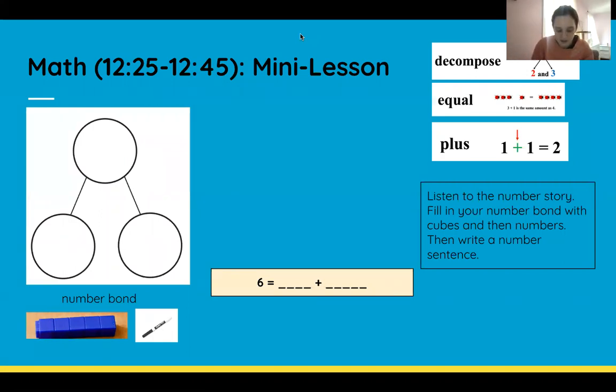Okay, so I'm going to tell you a number story today, and you're going to use your cubes to show that number story. I will also make them, and you can follow along with me. Okay, so I want you to imagine that there are 6 squirrels. Can you show those 6 squirrels with your cubes? Pretend that your cubes are the squirrels in the hole. So put those 6 cubes in the hole to show your 6 squirrels.